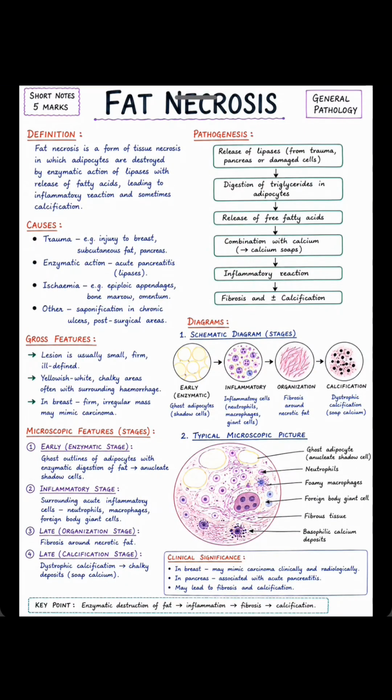If we take an example, saponification is the exact chemical process used to make commercial bar soap. Your body is literally converting damaged body fat into chalky and hard soap deposits. That's it. Grossly, you will see small, firm, ill-defined yellowish white chalky areas. These are the gross features.